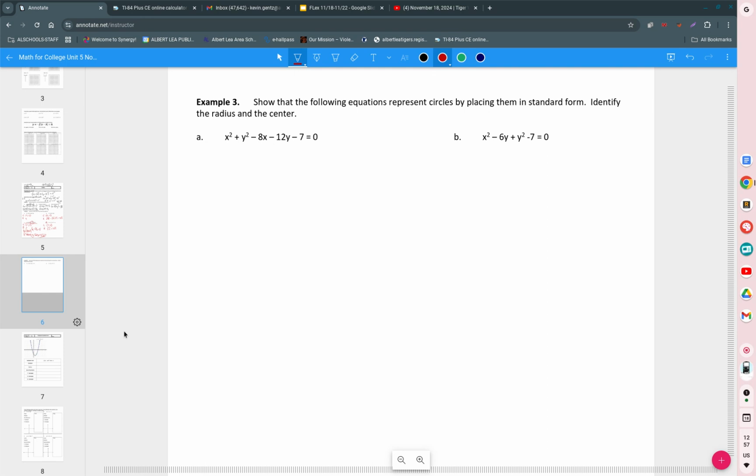Show that the following equations represent circles by placing them in a standard form. Identify the center and the radius.